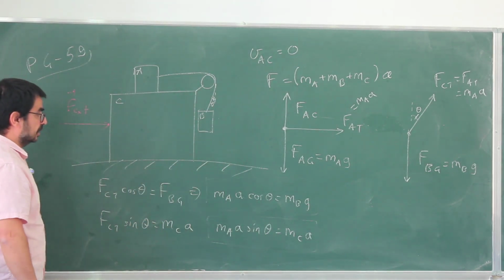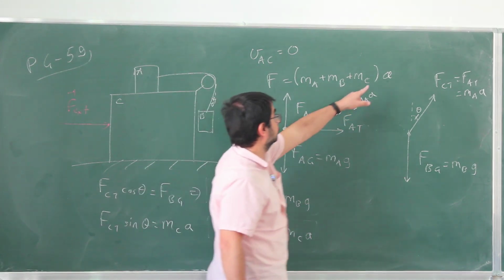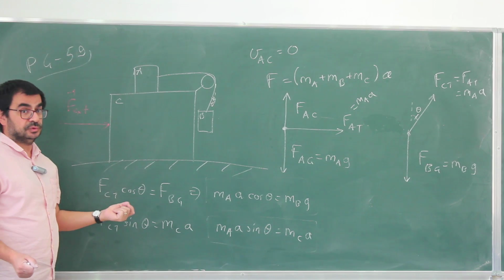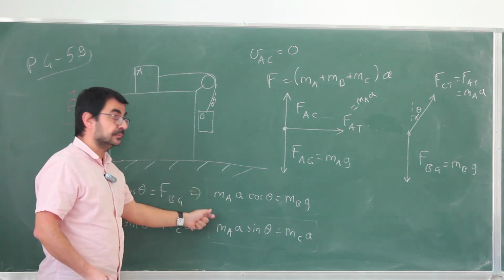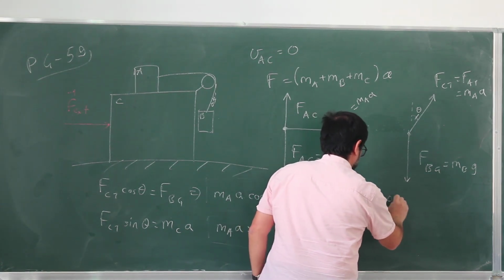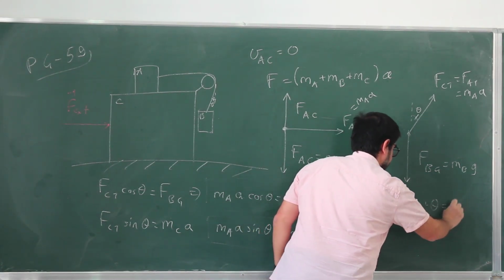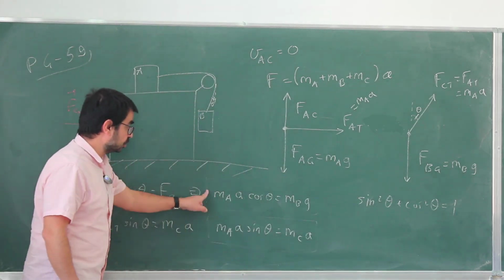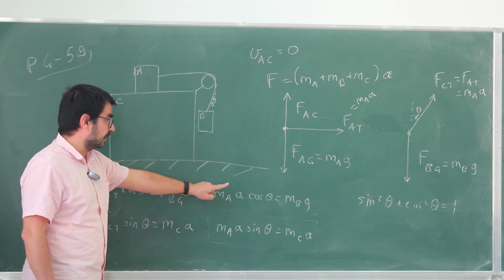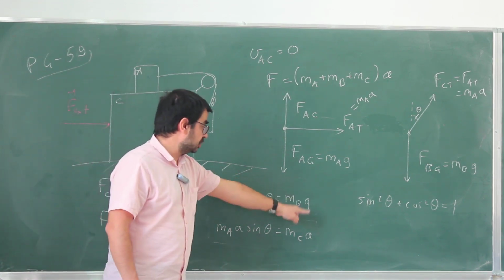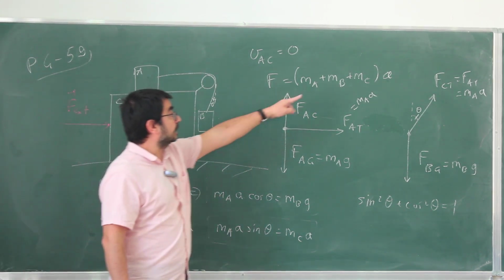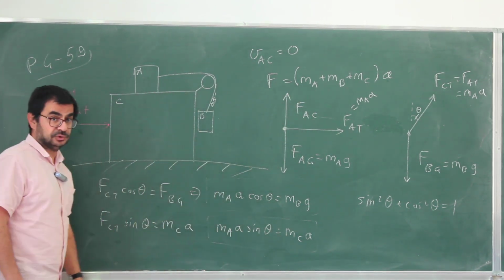And we want to solve for A. If I solve for A, I can put it in here. This is two equations for two unknowns. Now, I think the simplest way to solve this will be to square both sides, then add them side by side, and use the identity sine squared theta plus cosine squared theta is equal to 1. So you square this, add them side by side, and you're going to get MA squared A squared is equal to MB squared g squared plus MC squared A squared. You solve that for A, or A squared, and then substitute in there, and you'll get your external force.